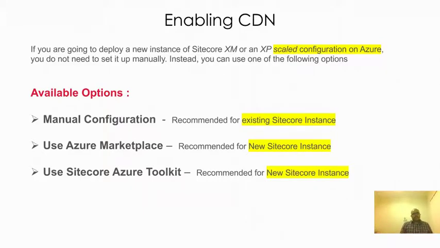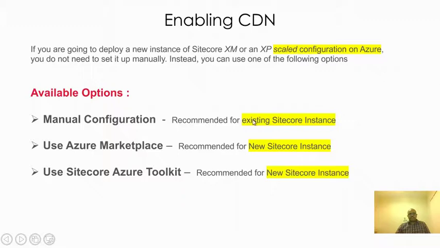The second and third options are to use Azure Marketplace, and to use the Sitecore Azure Toolkit to deploy. To configure Sitecore in production, you can go to the Azure Marketplace and install, or using the Sitecore Azure Toolkit you can install from your local machine directly onto Azure. I have already made videos on how to set up Sitecore from the marketplace and using the Sitecore Azure Toolkit. If you want, you can go through my channel.